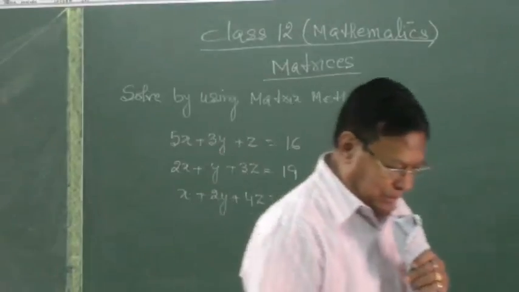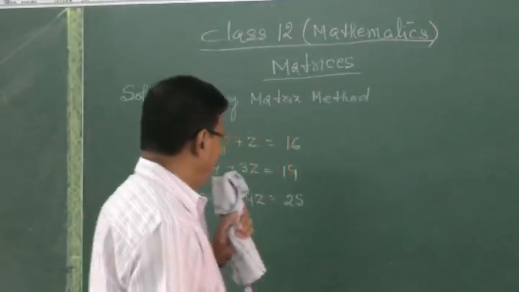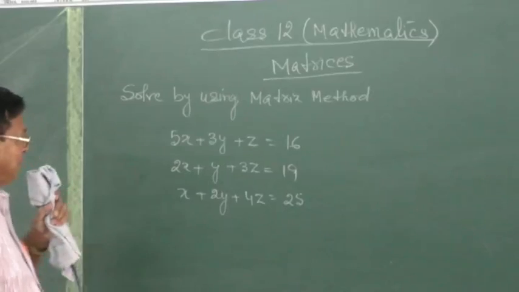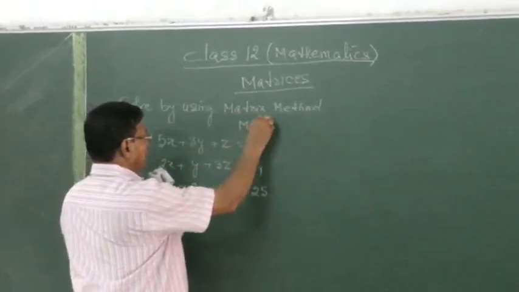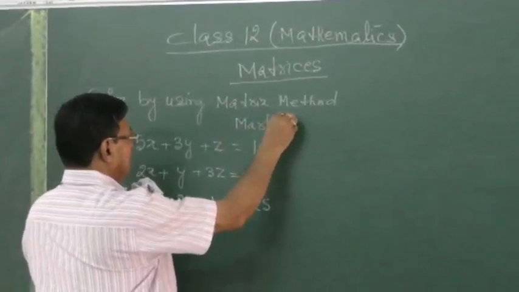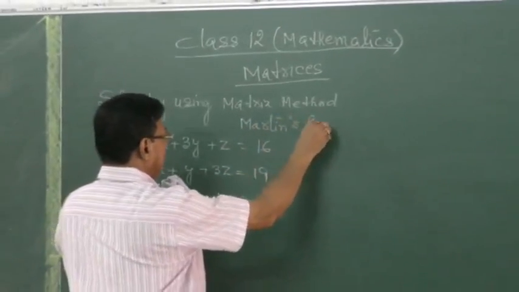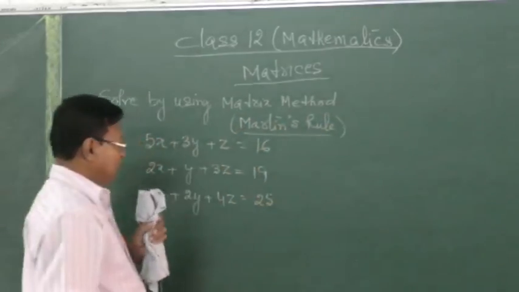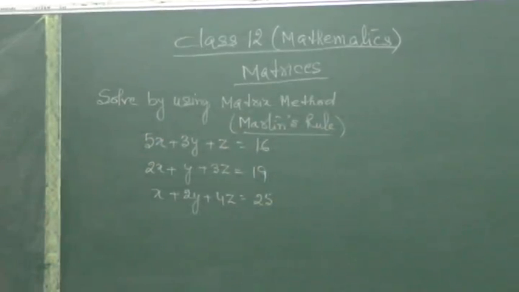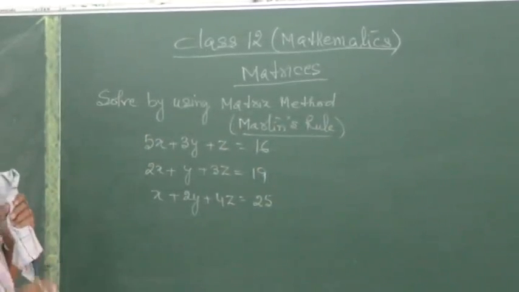So this is the final part of the chapter, finding the solution of linear equations. This is also known as Cramer's rule. So solving simultaneous equations with the help of the matrix is Cramer's rule.